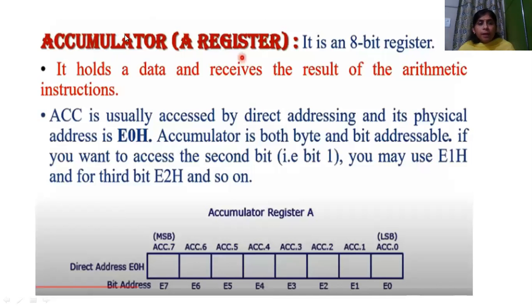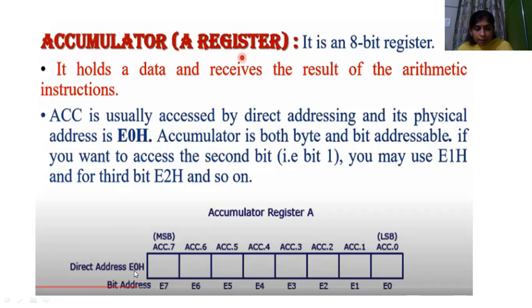Now the first is accumulator ACC register. As I have told you, this accumulator is an 8-bit register. It holds data and receives the result of the arithmetic instructions. It is usually accessed by direct addressing, and its physical address is E0H, as we have seen in the previous slide. It is both bit addressable and byte addressable.